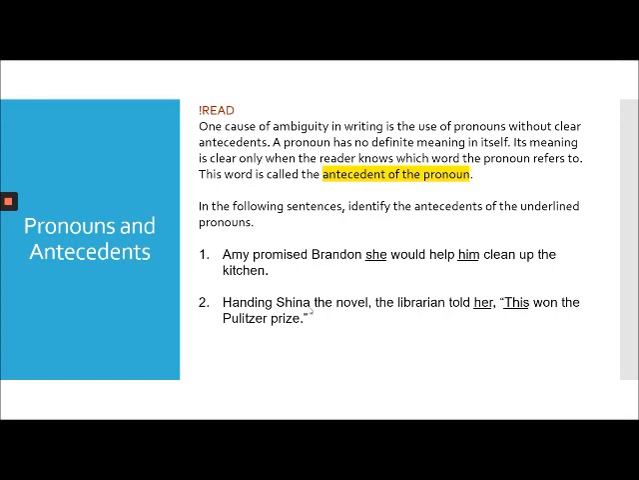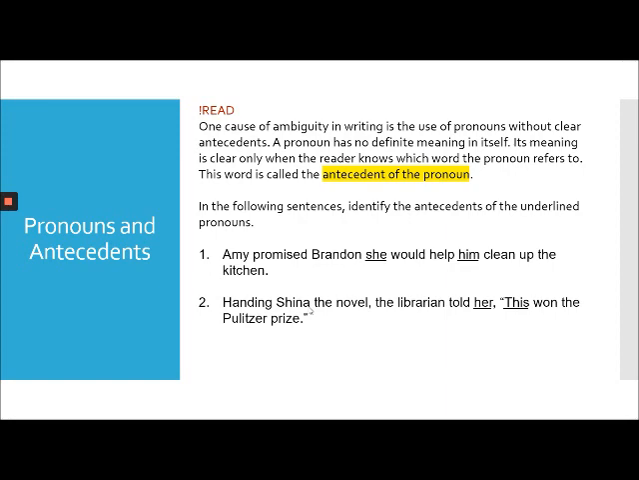Number 1. Amy promised Brandon she would help him clean up the kitchen. The underlined pronouns are she and him. What are its antecedents? The antecedents are Amy for she and Brandon for him.